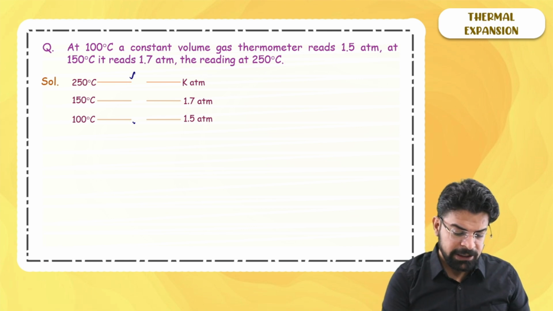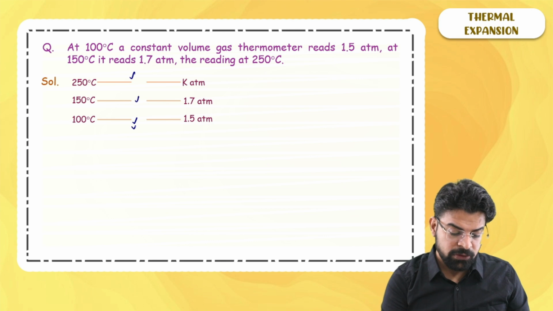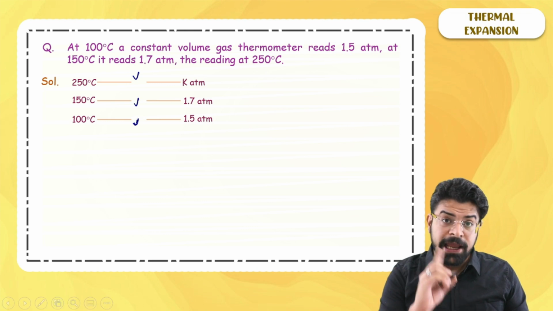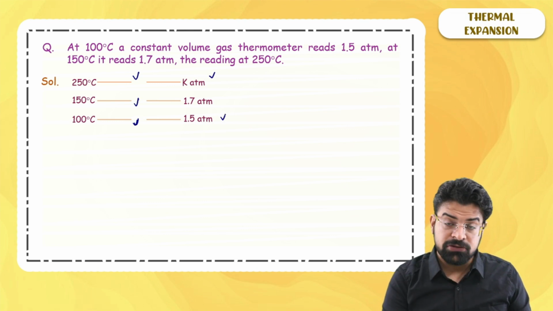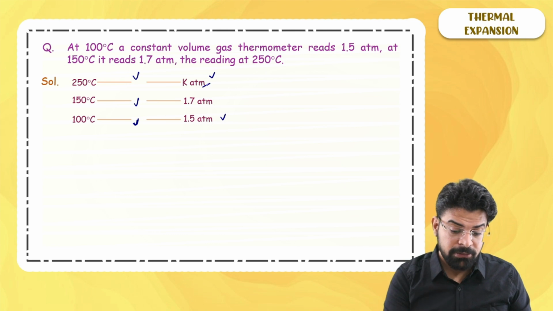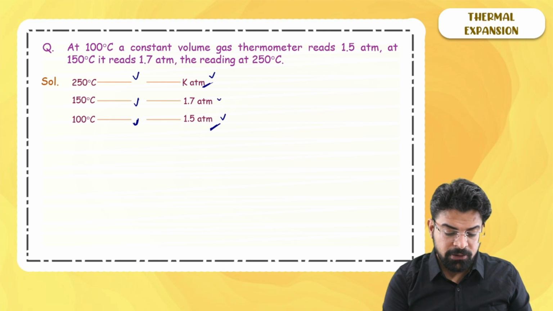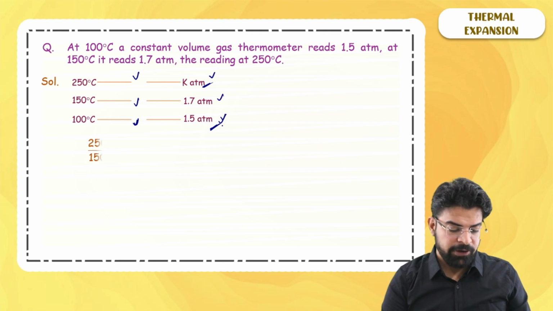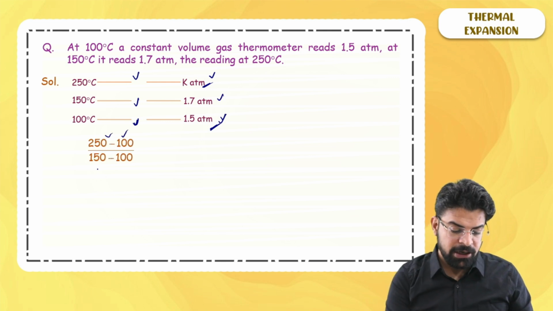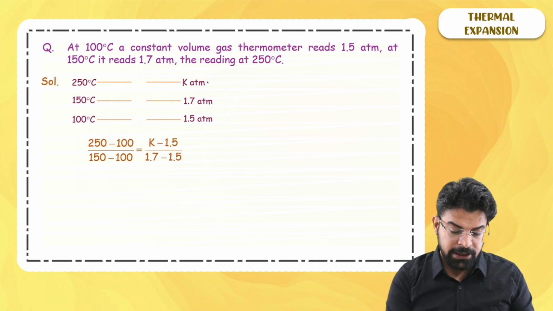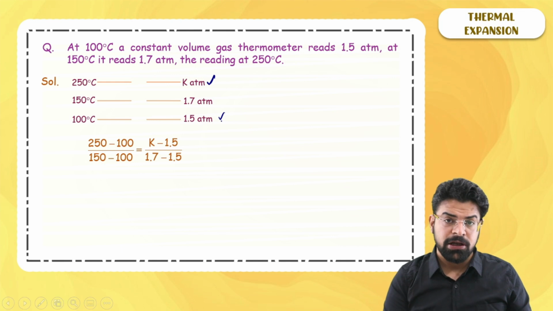(Given temperature minus lower fixed point) upon (upper fixed point minus lower fixed point) is the same for all scales. So (250 minus 100) upon (150 minus 100) equals (K minus 1.5) upon (1.7 minus 1.5), that is, given temperature minus lower fixed point upon upper fixed point minus lower fixed point.